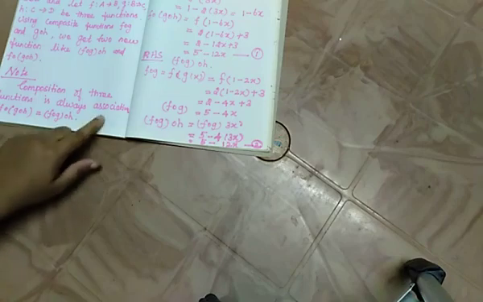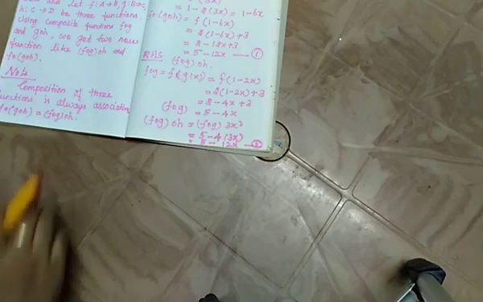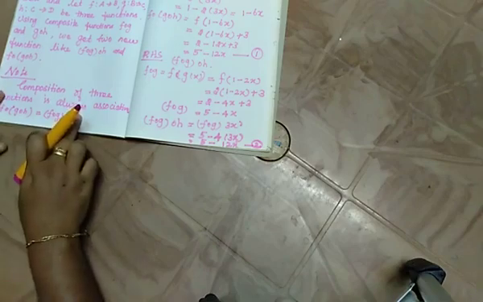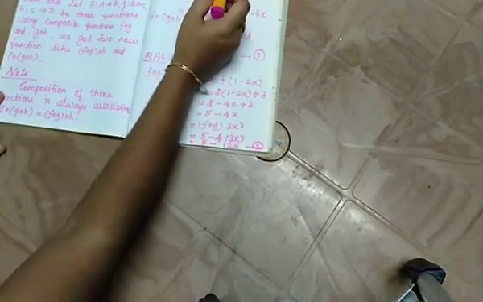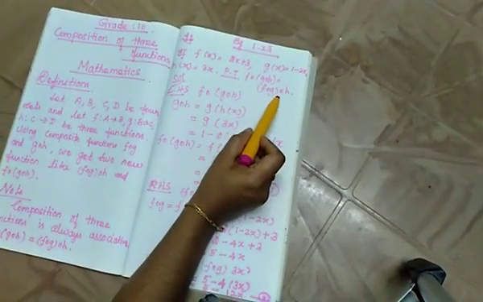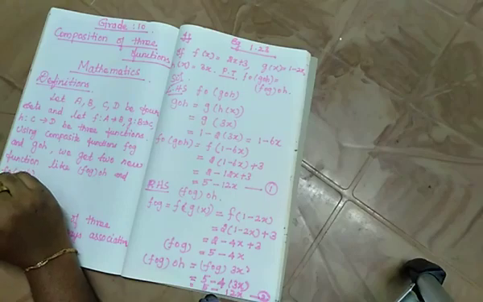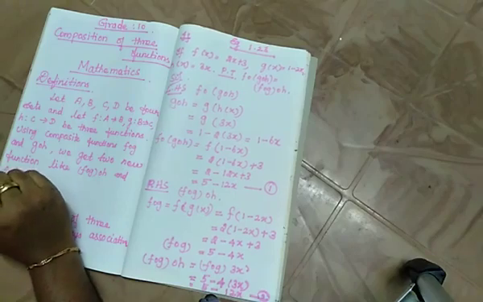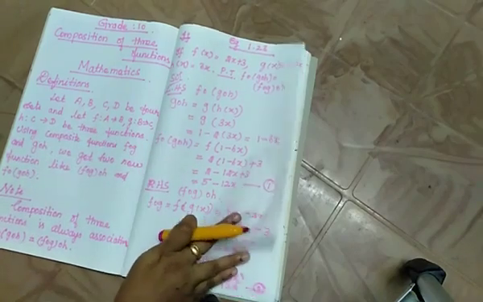So from one answer, left hand side is equal to right hand side. So these three functions are associative. Okay, so we proved f of g of h is equal to f of g of h. Hope you understand it. Okay, let's see one more problem also.